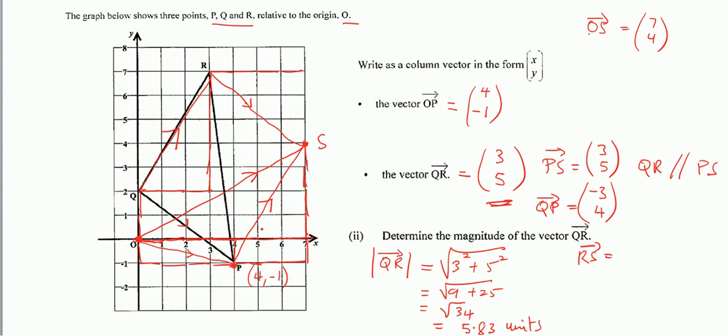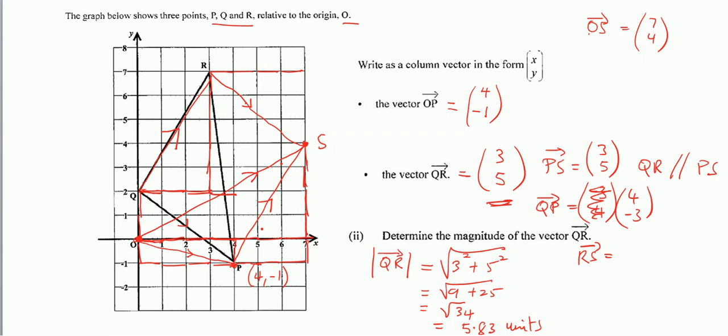Hold on guys, I think I made a mistake here. For QP, I made a slight error. QP is really 1, 2, 3, 4 across. So QP is not this. QP is 4, minus 3. Right? Always write the x values first. Okay?